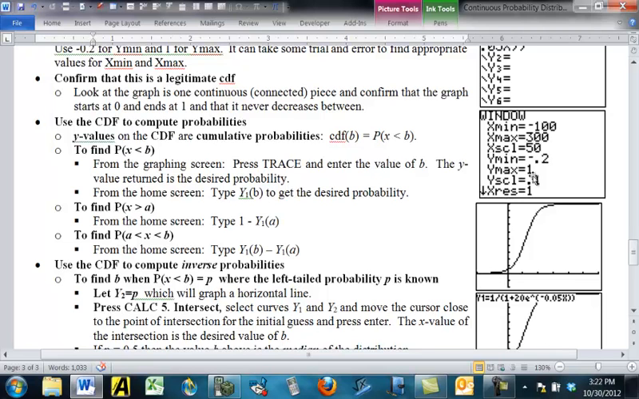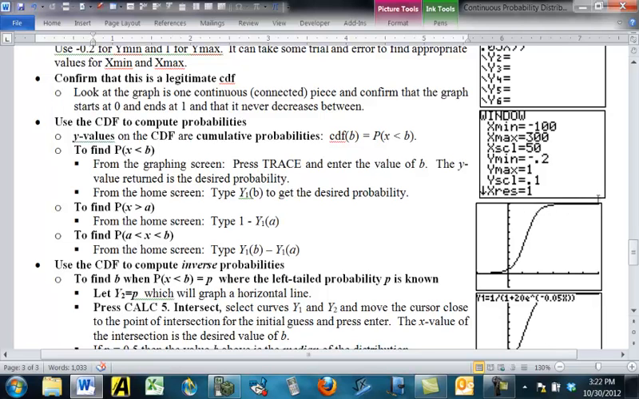Okay, and so a little trial and error. On this one, I went from negative 100 to 300, marked it off in 50s on the x-axis. And then I used my standard negative 0.2 to 1 on the y's and marked it off in 0.1s. And so now we see it coming in at approximately 0 on the left, coming up, and then leveling out at 1 on the right.